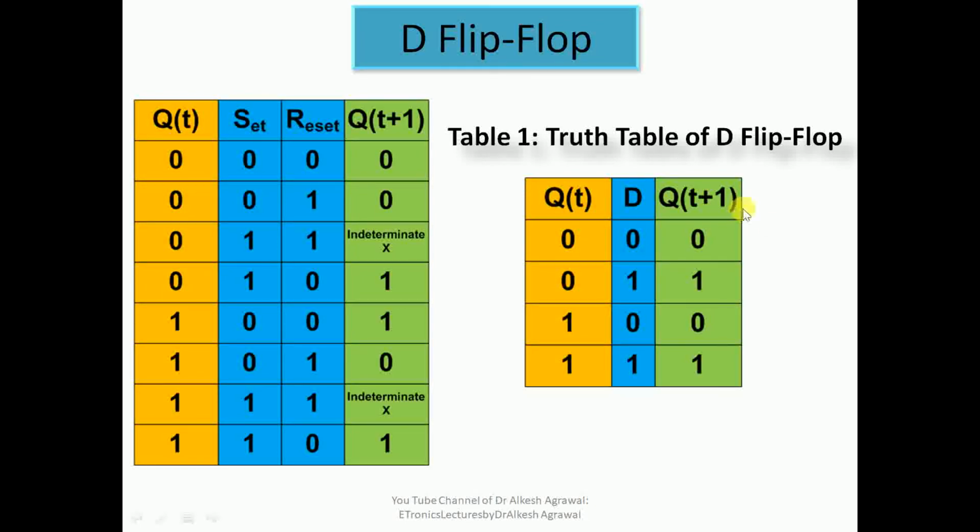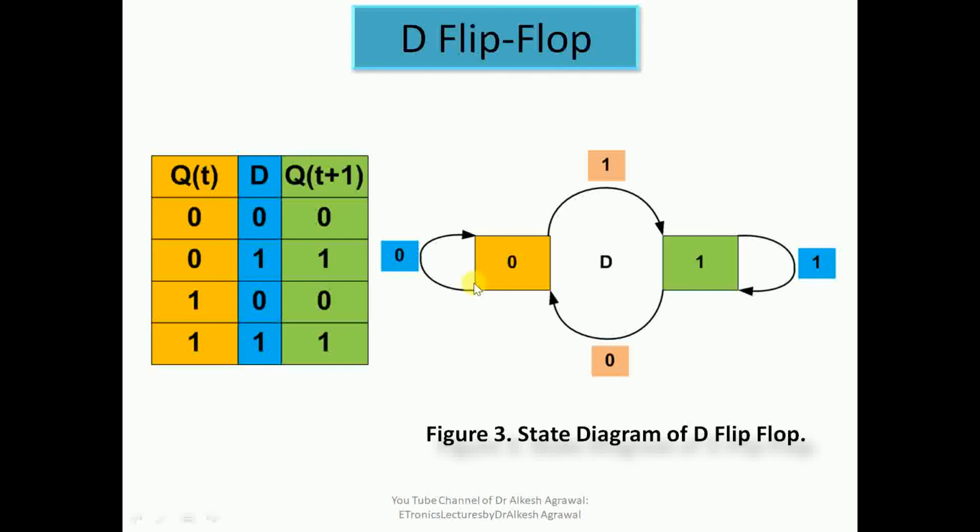Okay, so this is very simple to understand. Now see the state diagram. Again, you see that when the D flip-flop's previous state is 0 and the input is 0, it will remain in the 0 state. So if D is 0, the state is 0, and the next state is also 0.